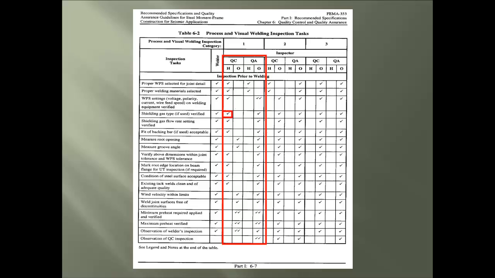Looking at the task of inspecting the shielded gas type, the QC professional would have a hold on the welder for further progress until this task has been checked and approved. And this is shown by the single check in the box. Next we move to measuring the root opening, and the QC professional would observe the welder checking the dimensions as work progresses. And here, with applying and verifying the minimum preheat that is required, the QC professional would check that the inspector is witnessing and reporting the proper actions.